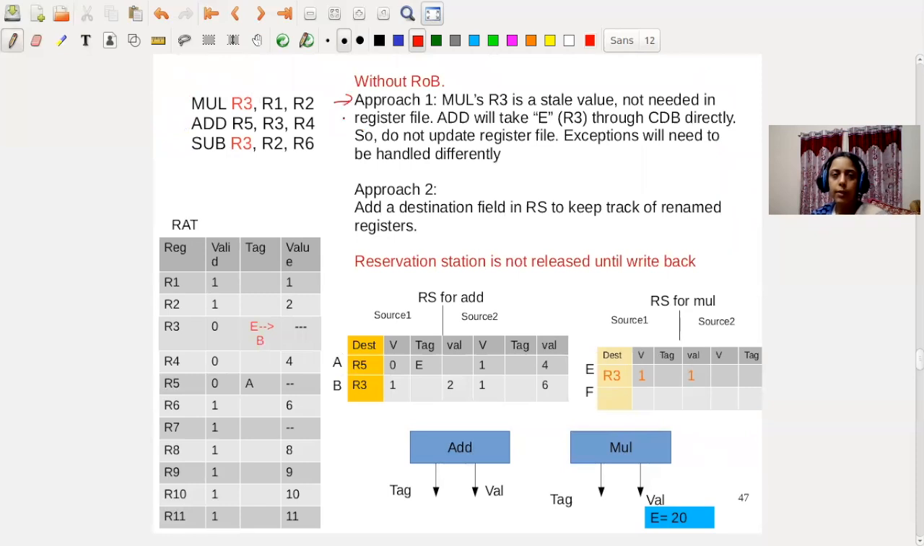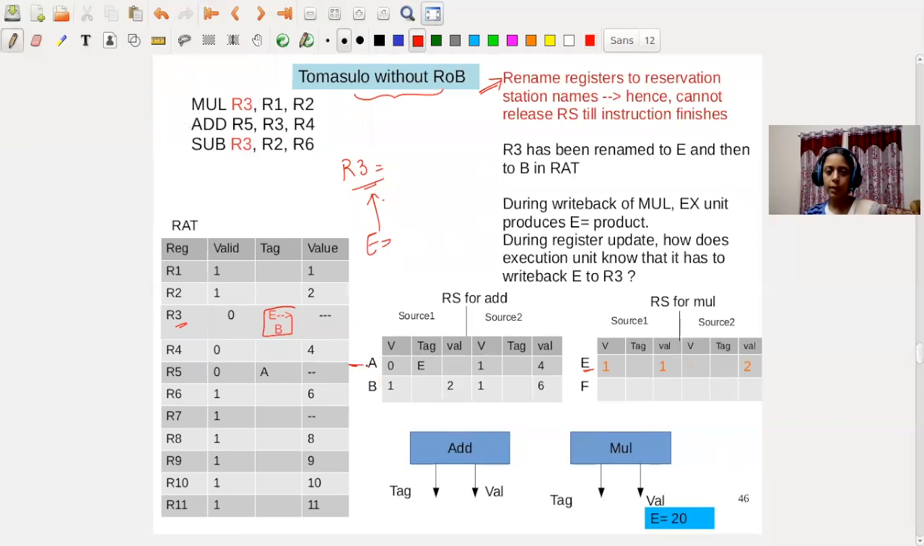Now, the first approach is, why do you need to update R3? Do you actually need to update R3? Is this value of R3 being used in any other instruction? Of course, this add is going to use this R3, but it is not actually reading it from the register R3. It is actually reading it from the CDB directly. And that is still possible because if I go to the previous slide, this reservation station still carries the tag E.